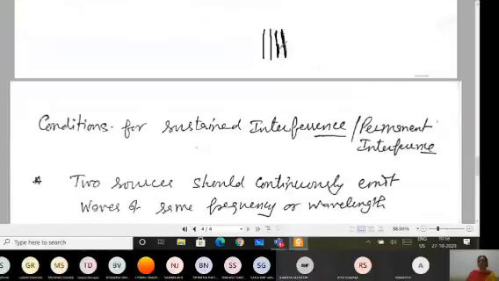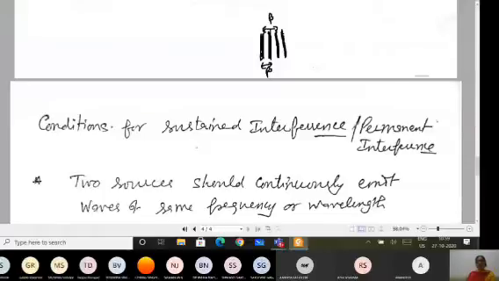If supposedly I am not using coherent sources, then these fringes may overlap. And when they are overlapping, it means that is not the permanent pattern of interference I am getting. Rather, the colors will overlap over each other. So this is for sustained interference. I should have all the conditions which we have discussed for interference.